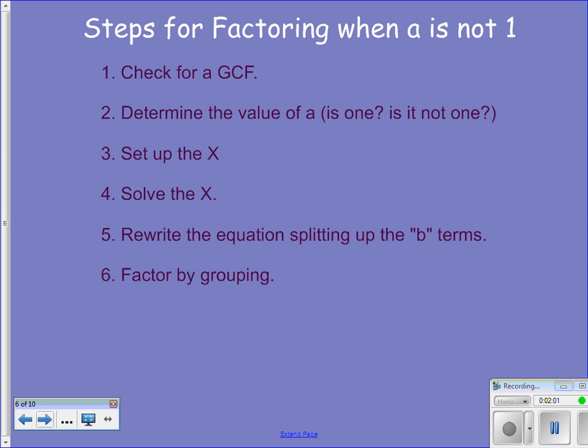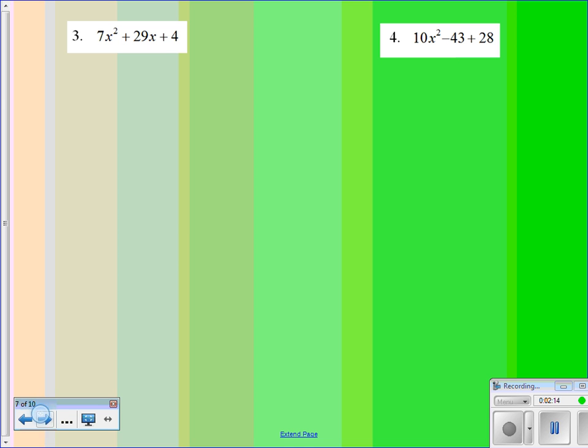Splitting up the B terms might not make sense to you right now. Hopefully it will in a minute. The point of what we're working towards is getting 4 terms so that we can use the factoring by grouping method. In order to get 4 terms, we have to use the X. So let's take a look at what this will look like.